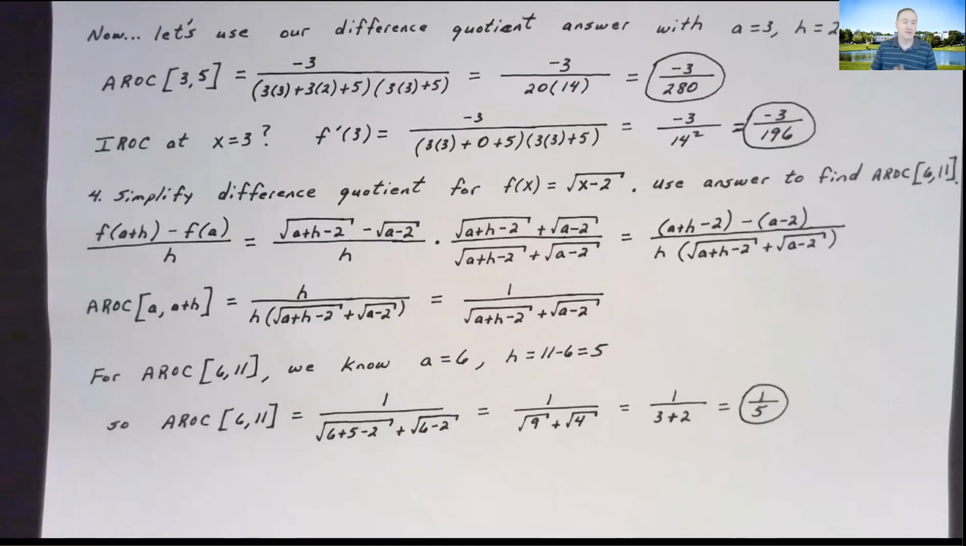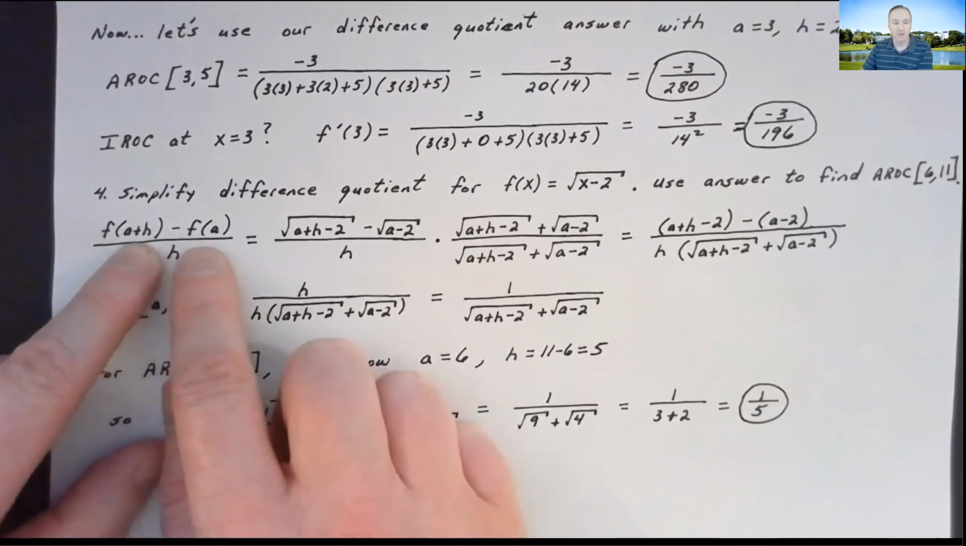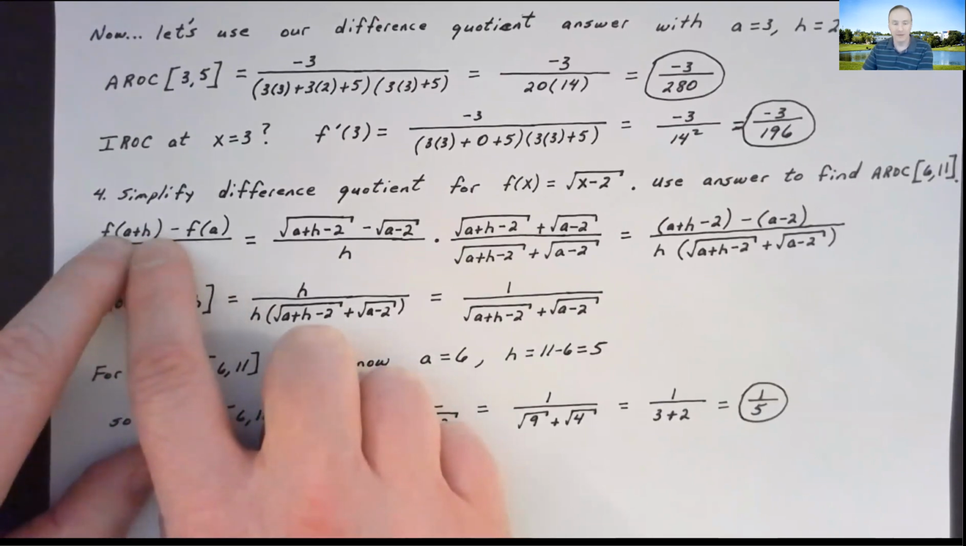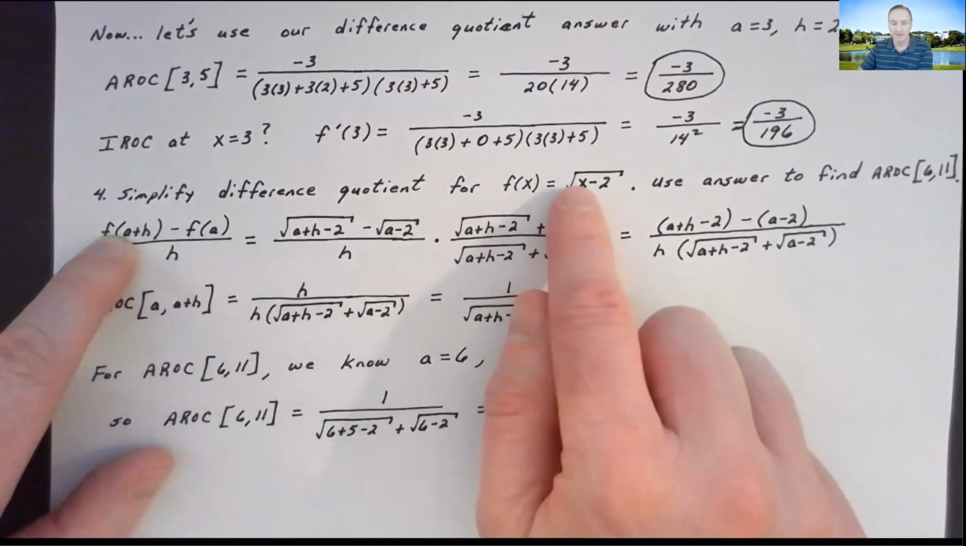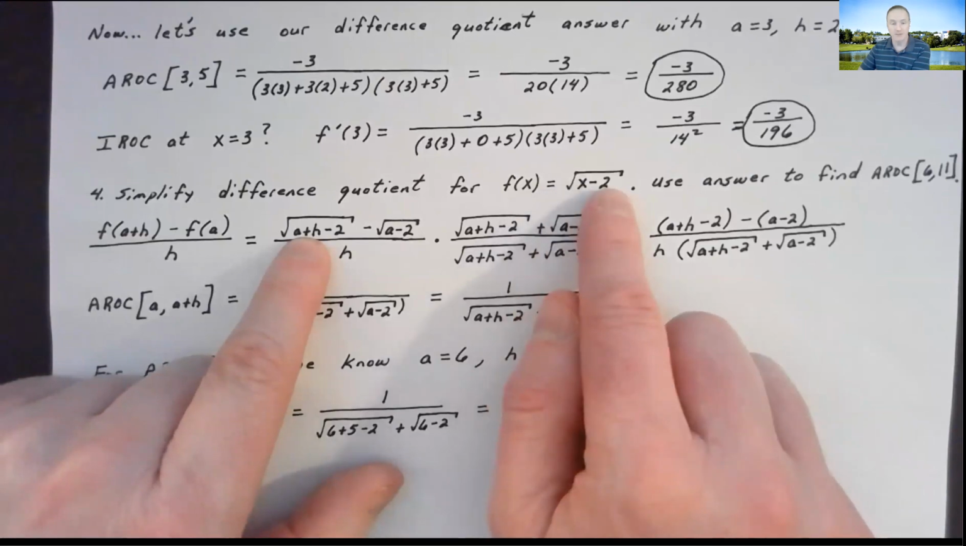Number 4 here. Let's say I ask you to simplify the difference quotient for f of x equals the square root of x minus 2. And I'm asking you to use the answer to find the average rate of change between 6 and 11. Okay, so here's my difference quotient formula, or average rate of change formula. And I can say, well, if I try to plug in f of a plus h, then everywhere I see an x, I replace it with an a plus h. So I get the square root of a plus h minus 2.